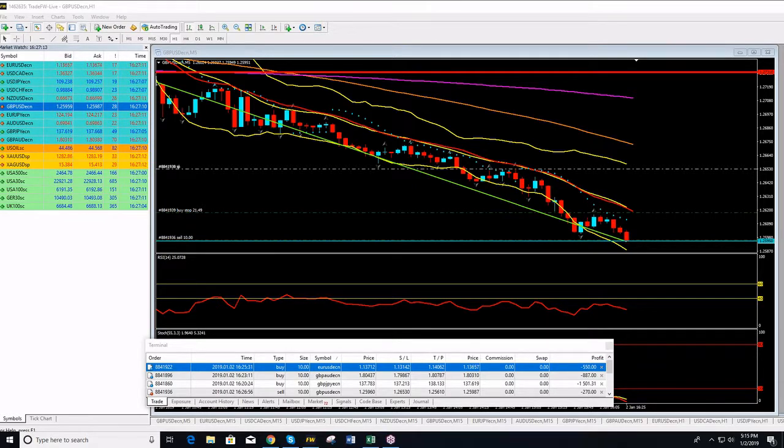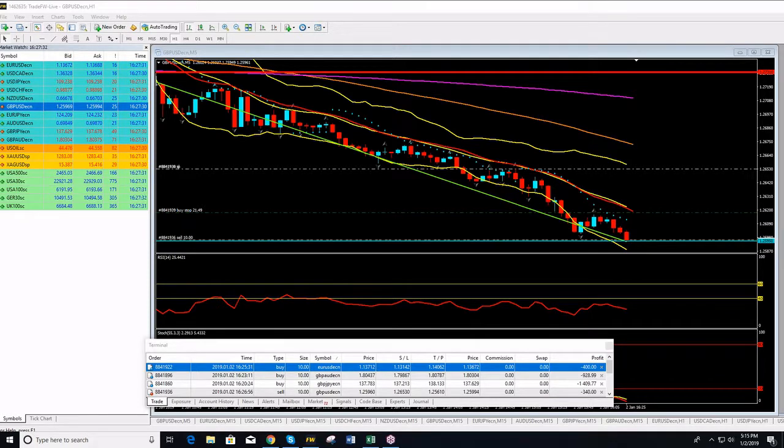Short pound dollar at 1.2596, stop loss 1.2653, and TP 1.2561. Now let's have a look at your questions.